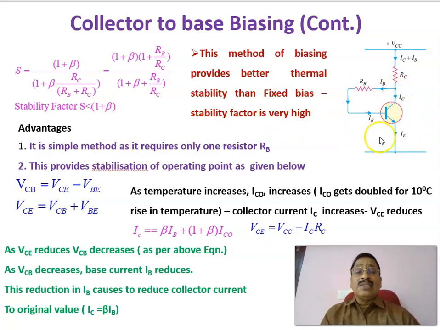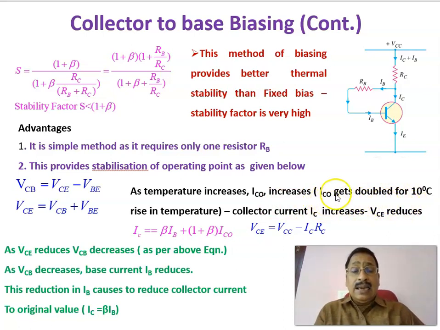And now let us analyze how the stabilization is taking place. The advantage of this one is that it is a very simple method, as it requires only one resistor RB in the circuit, and this provides stabilization of the operating point as given below. Let us see how the operating point is stable. Now assume that temperature rises. As you know, for every 10 degree rise in temperature, ICO gets doubled.